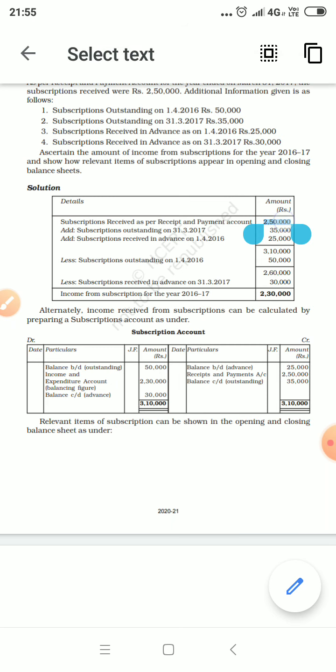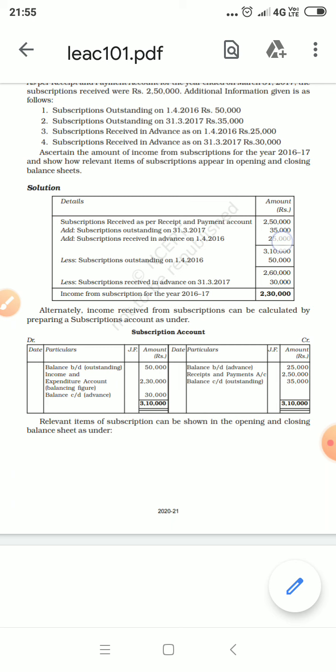With the total amount of subscription received, we have to add current year's outstanding, because it is the money which we have to receive during the current year but did not receive. It belongs to current year's income, so we are adding it. Then we have to add previous year's received in advance. Previous year's received in advance is actually current year's income, even though we received it in the previous year. So we have to add.